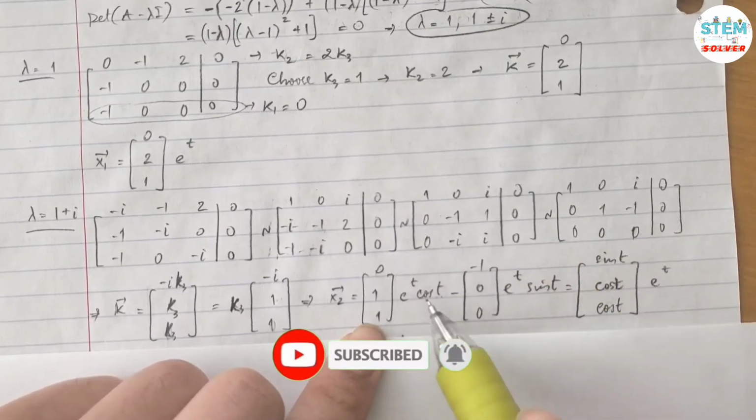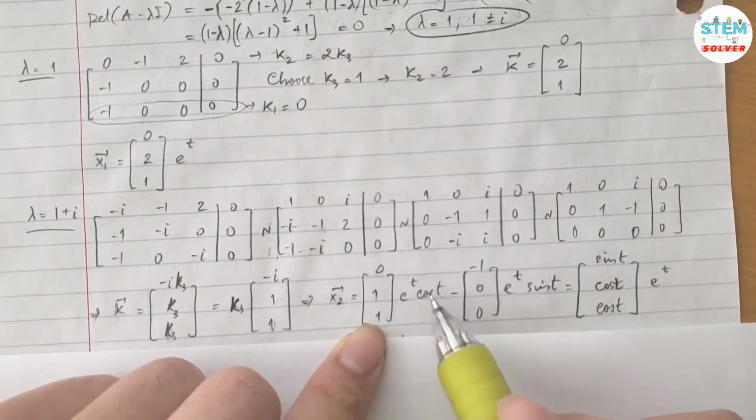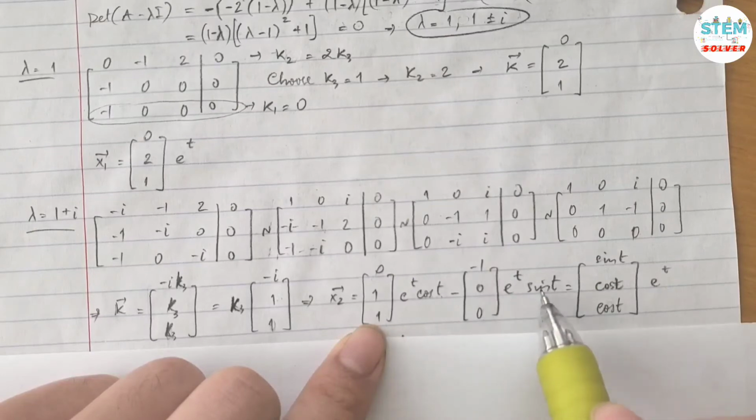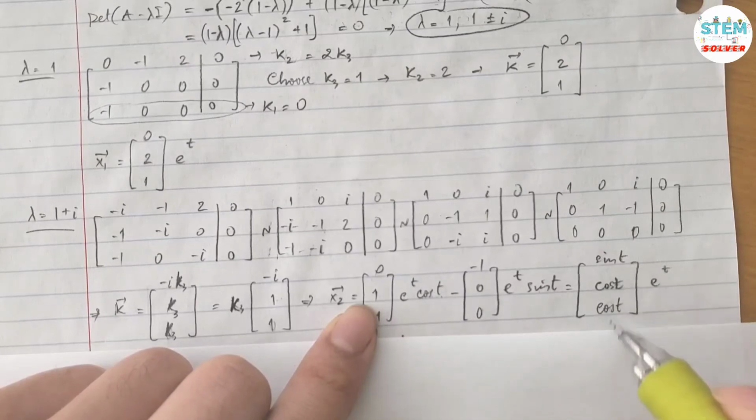So how? First factor out e to the t because they are in common. Distribute this, so you have 0 times cosine t, which is 0, minus negative 1 times sine t. That gives you positive sine t. Okay, go the same path, you will get this matrix.